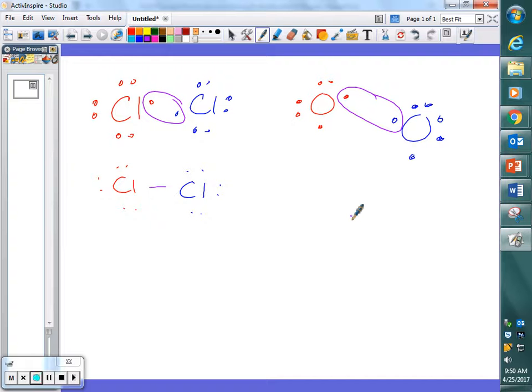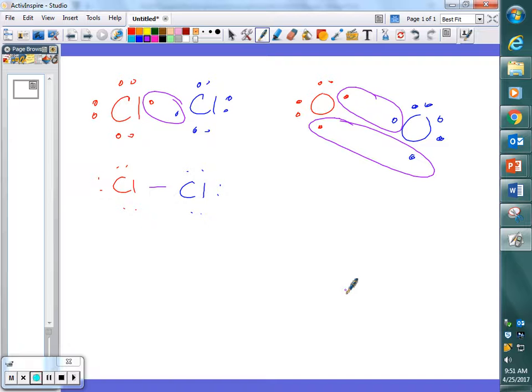But we said that shared pairs count for both atoms. If we count up now, right? If we share that pair of electrons, that only gets red up to how many valence electrons? 7, right? So what's going to happen? They're going to share another, right? Okay. There's another pair of electrons here to be shared. Now they're technically sharing 4 electrons, right?